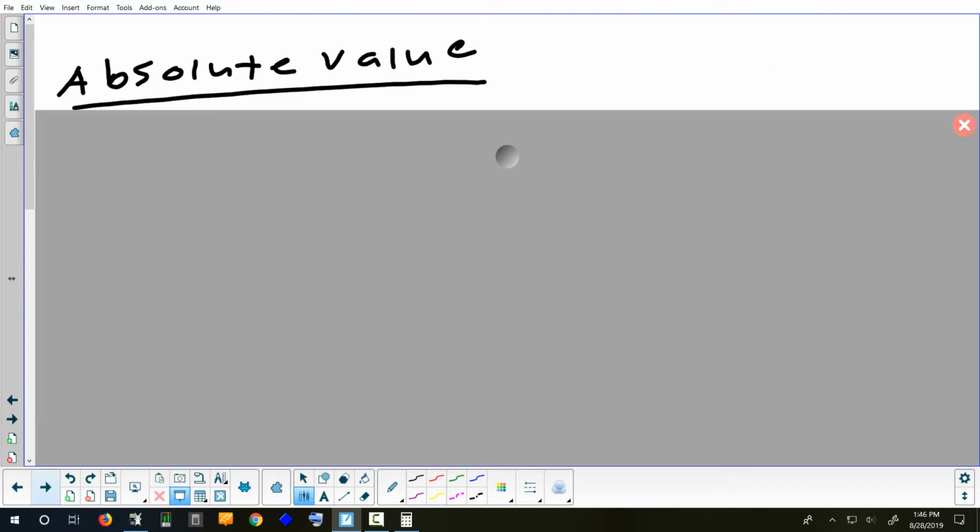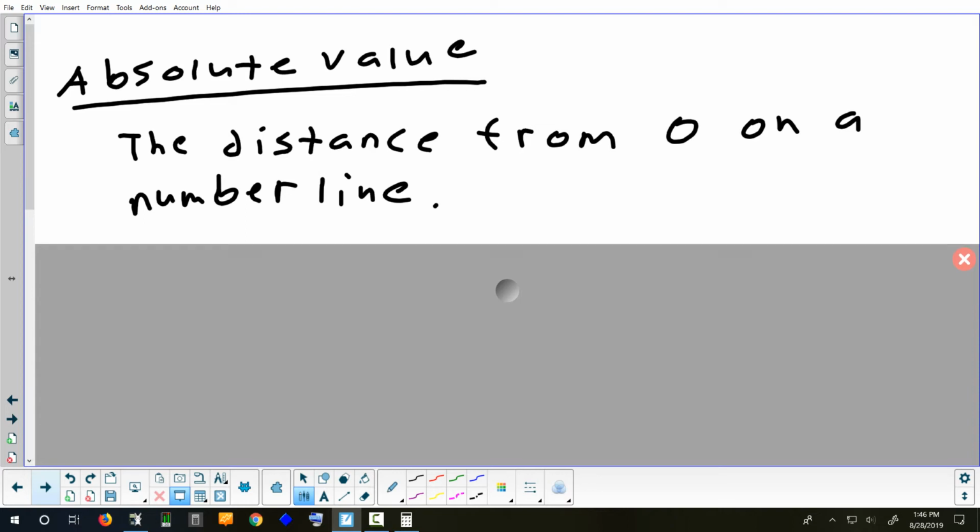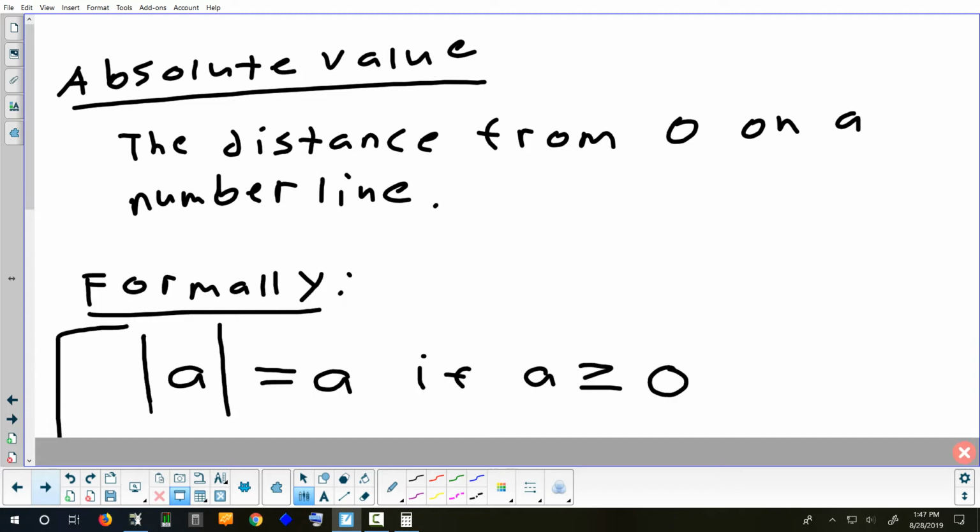Okay. Absolute value. Well, if you want to think about it as a distance, it's basically the distance from 0 on a number line. That's how a lot of people think of it. And since it's a distance, what kind of number does distance always have to be? Positive. Yep, it's always positive.